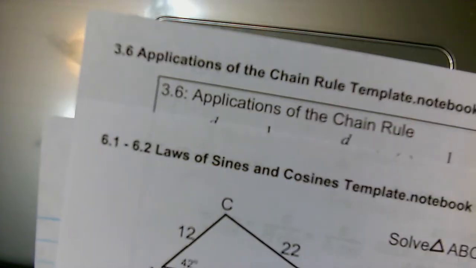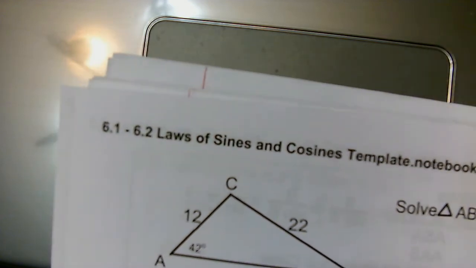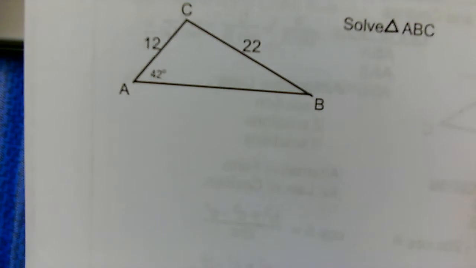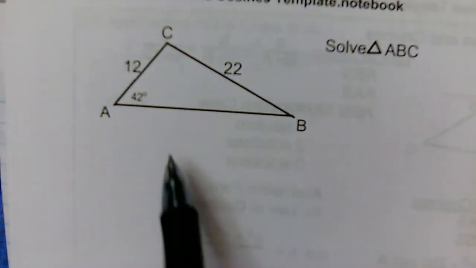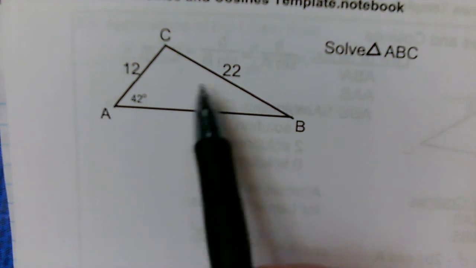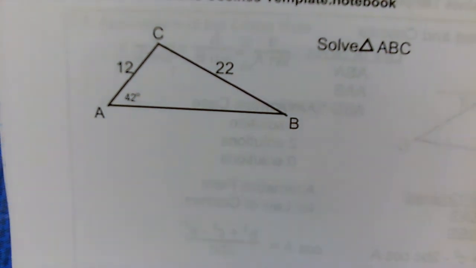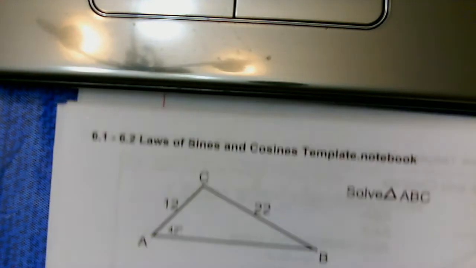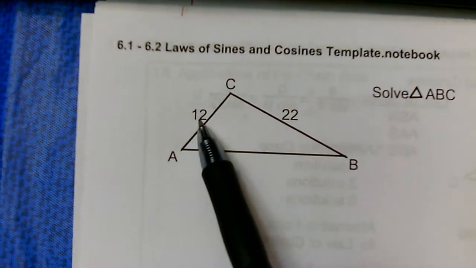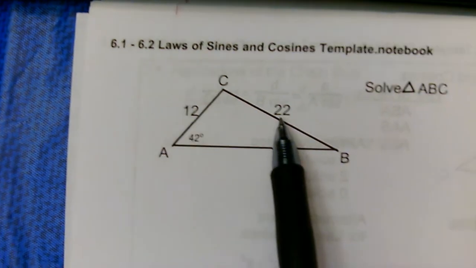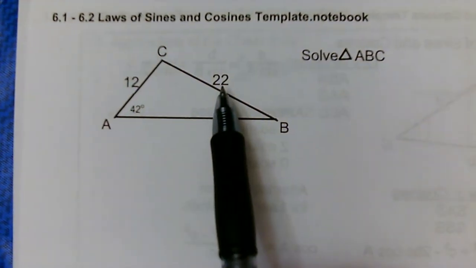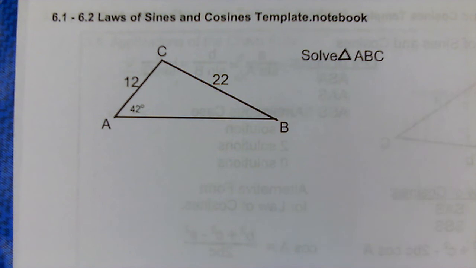Looking at another example, notice in this case we are given an angle and its opposite side. This case we have an angle, a side, and a side. So this is that ASS scenario, which means we might have no solutions, or 1 solution, or 2 solutions. So we need to be careful when we're solving this.